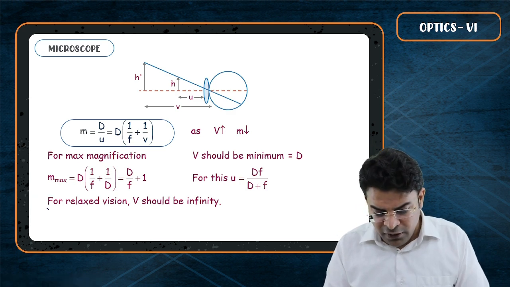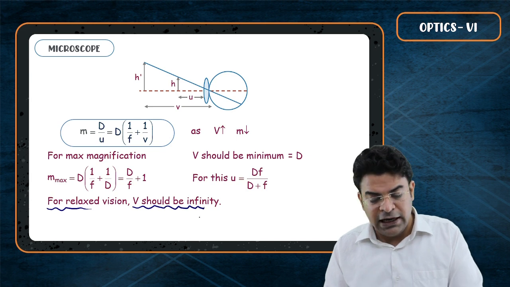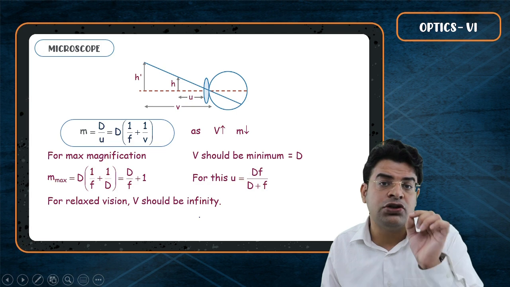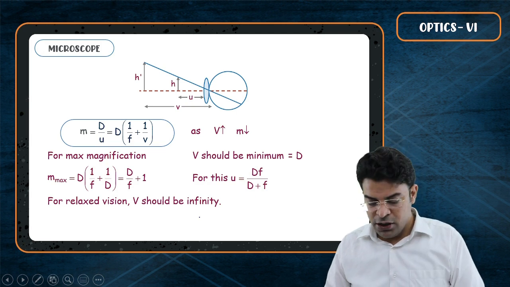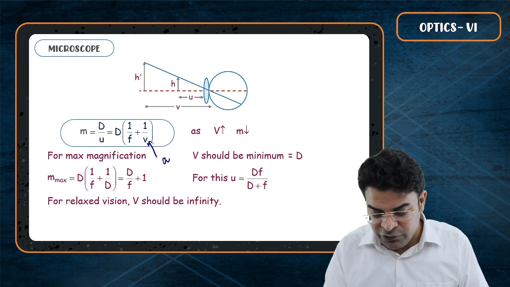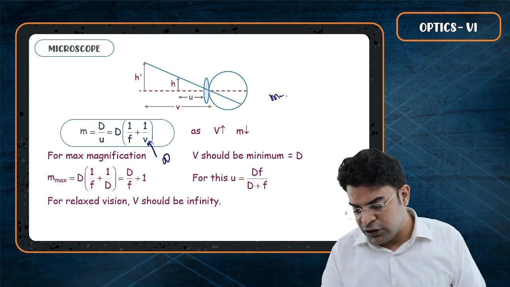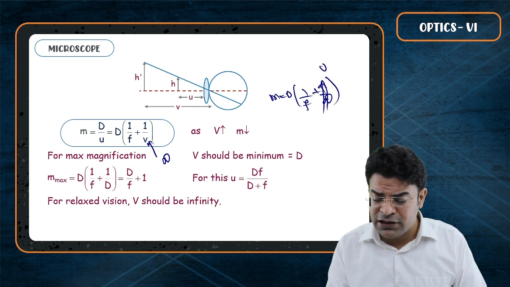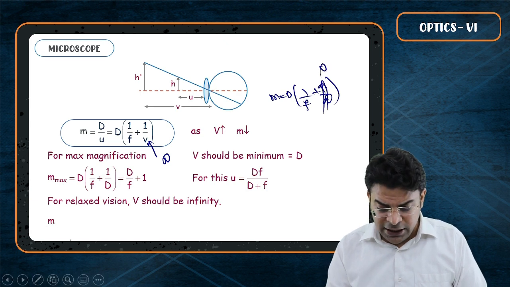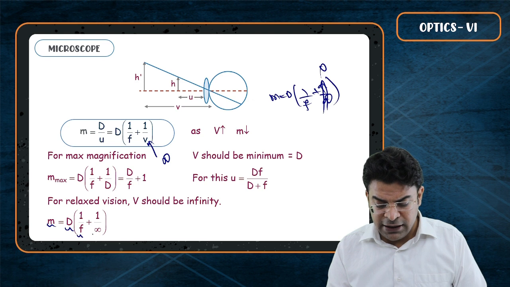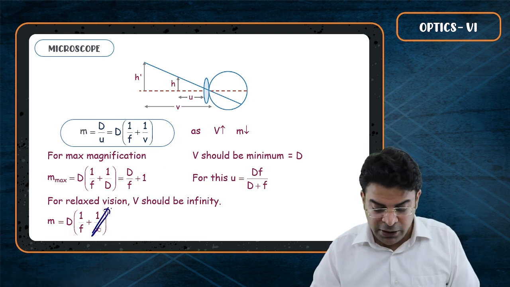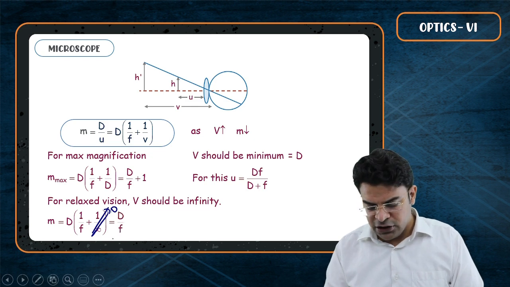So for relaxed vision, v should be infinity, and this particular setting under which the final image is formed at infinity is called the normal adjustment. If you substitute v as infinity, you get magnification equals d times (1/f + 1/infinity), and you know that 1/infinity is nothing but zero. So for the final image formed at infinity, this quantity becomes 0, and you get magnification equals d/f.